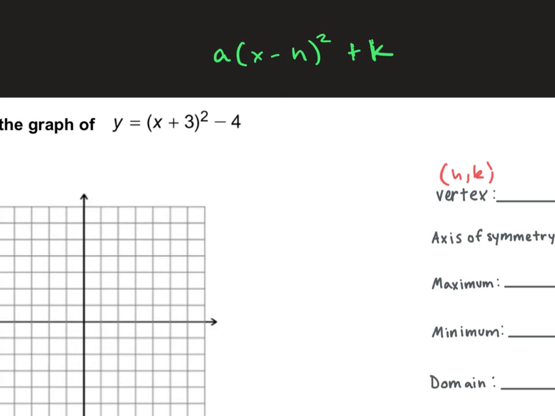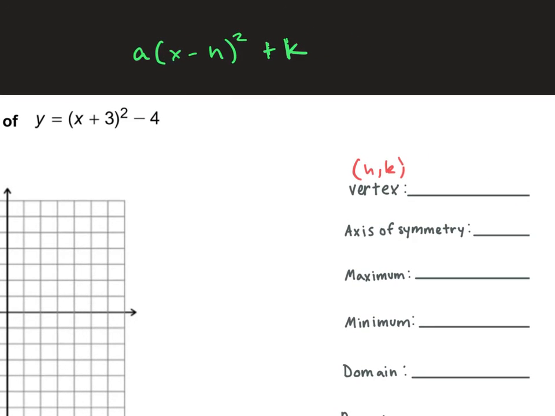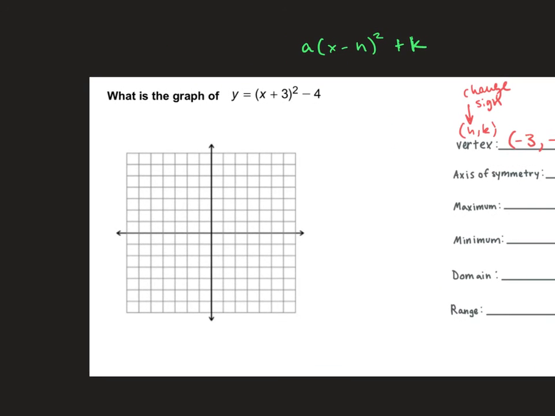But what do we have to remember to always do with our h? Change the sign. So it would be -3. So always have to change the sign of the h. And then what's our k? -4. So let's go ahead and graph our vertex. We go to the left 3 and down 4.